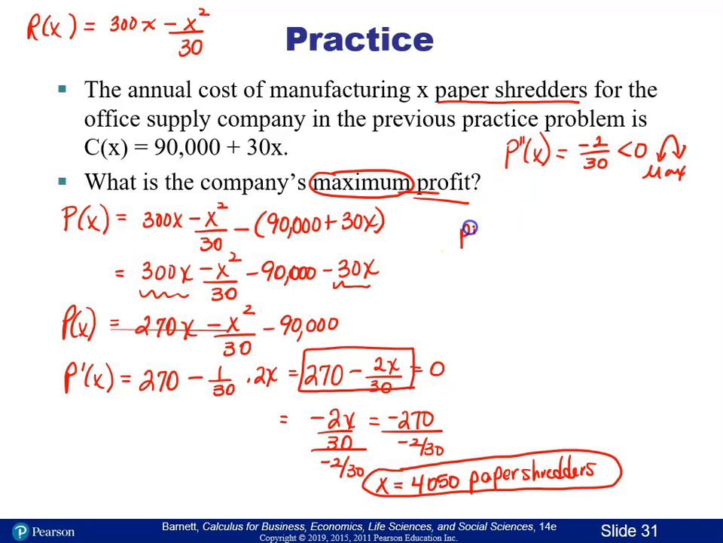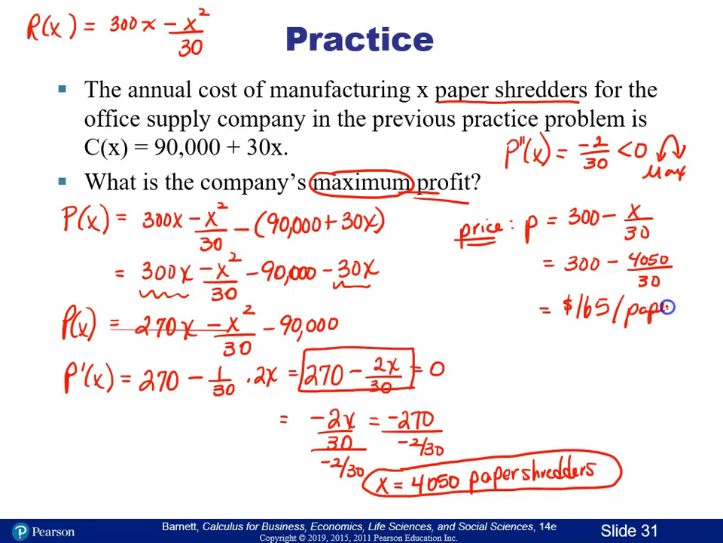The price is going to be P equals, and the price equation was given to us on the previous example. So that price equation is 300 minus x over 30. So 300 minus 4050 over 30 looks like 165. So $165 per paper shredder is going to be what we sell them for. That's the price to sell them for.